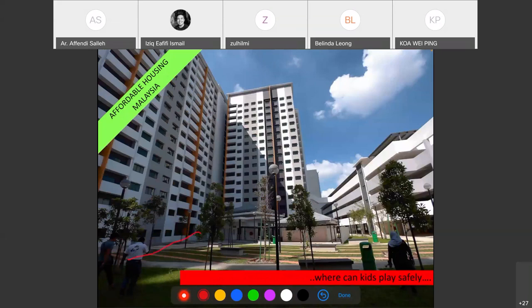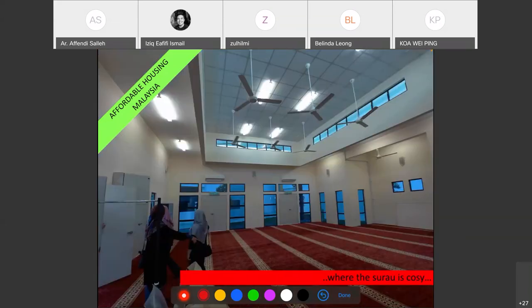Your kids can play safely, and neighbors can see, and from your house you can see your kids play safely, and you have a good connection from the car park to the unit. We designed the facilities space, the surau here, the hall, with such airiness and dignity. Yeah, it's cozy.